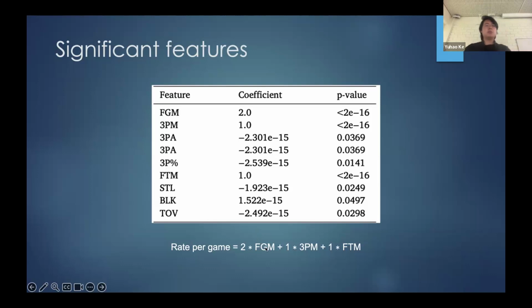So FGM means field goal made. That means how many points you can score. 3PM, 3-point made, means how much you can shoot from three. And FTM is the total free throws you made in the game. So they are the three most important features to rate a player.